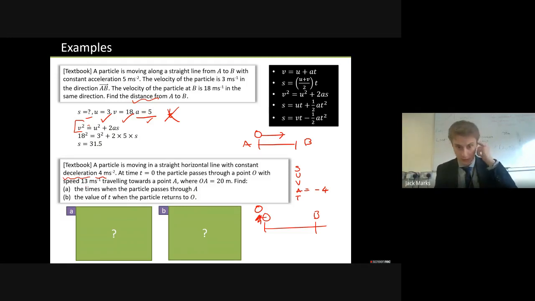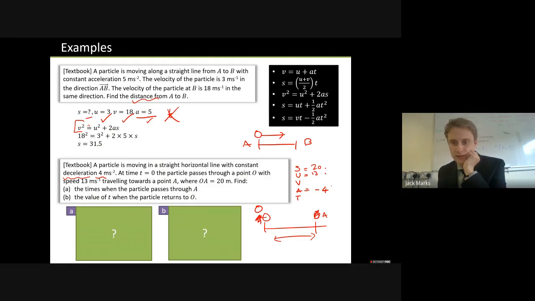Speed, well, we don't talk about speed, we talk about velocity, so we're going to have to use it as velocity. But it's moving from O, traveling towards point A. So it's just traveling in this line anyway, and it has a positive velocity. So we don't really need to overcomplicate it. It's just 13. Okay. Travels towards point A, where OA is a distance. When you write two capital letters next to each other like that, that shows you're talking about a line segment. So that's the distance. So OA is 20.